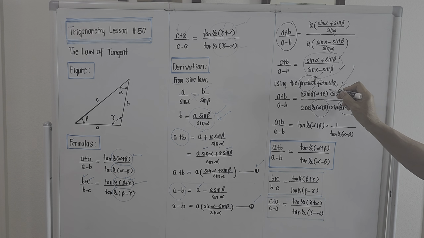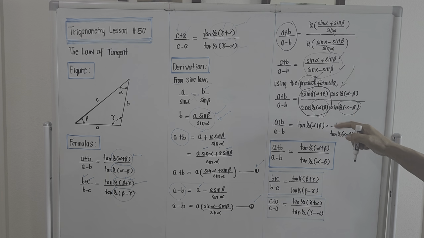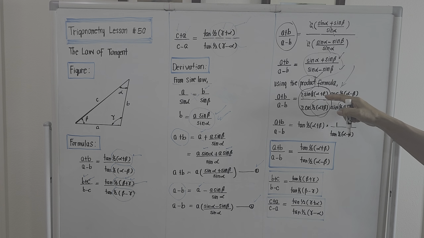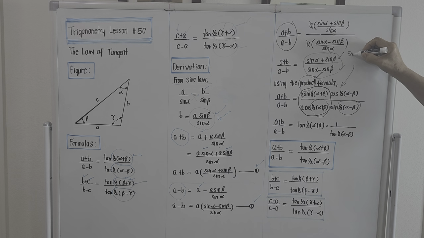Then we'll try to take the ratio of this one. The angle here is 1/2 of alpha plus beta. This is 1/2 of alpha plus beta. This is sine, this is cosine. And what is sine over cosine? Okay, sine over cosine is actually tangent.